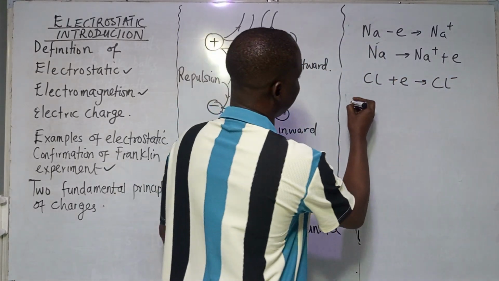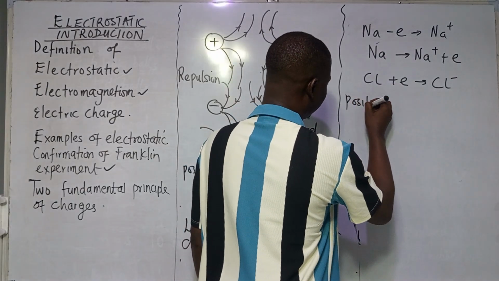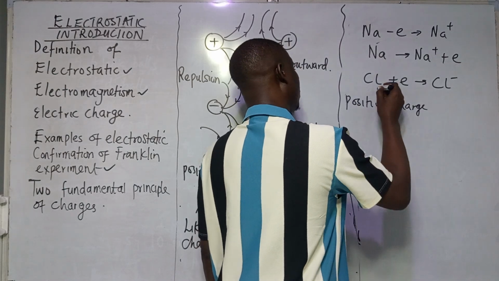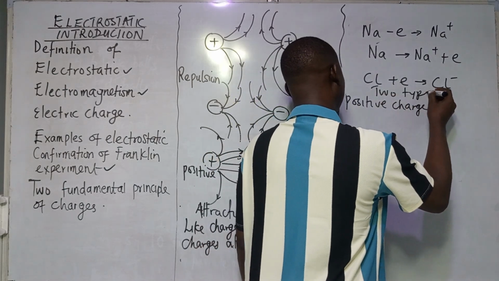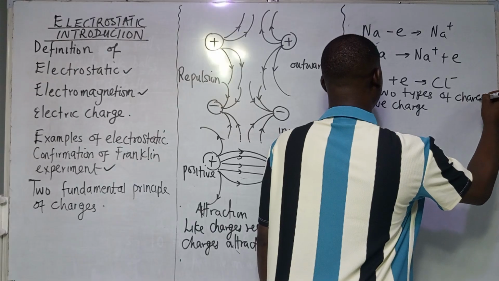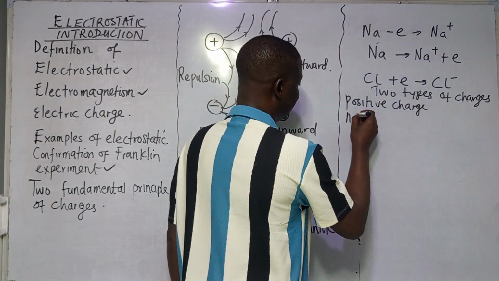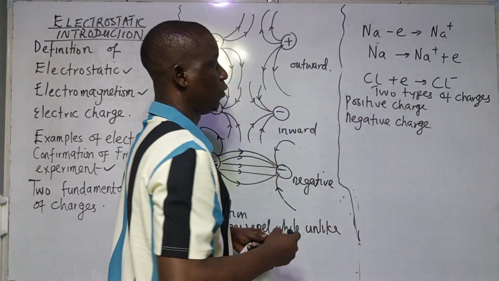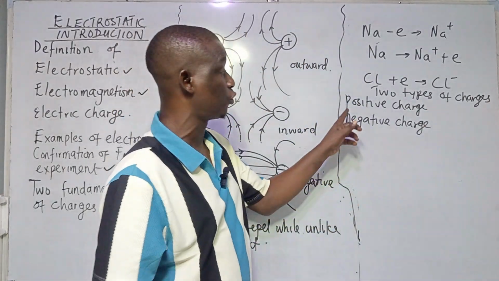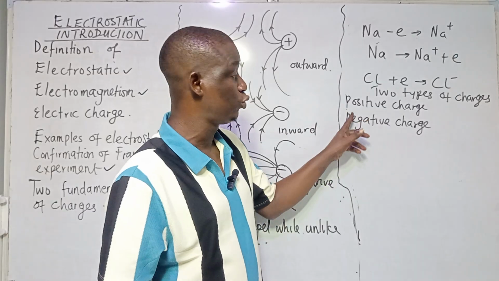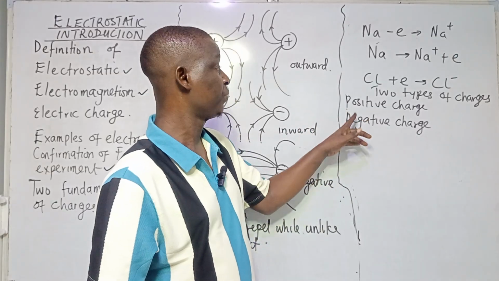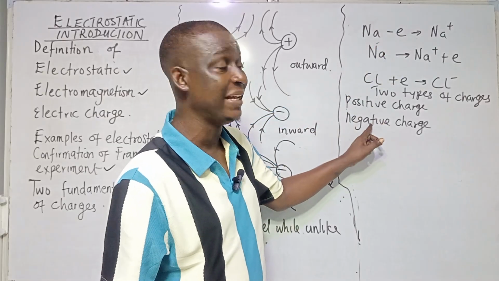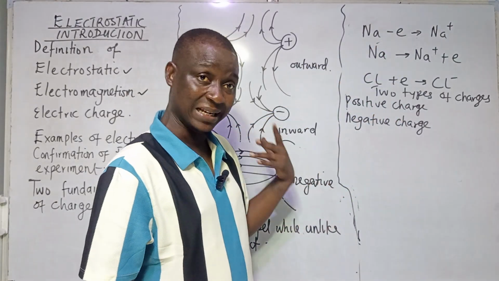Now that means charges are of two types. Two types of charges. What are they? You have the positive charge and the negative charge. The process of losing an electron or gaining an electron results in these two, and these are the two types of charges that we have. How do you get positive? When an electron is lost from the atom. How do you get negative? When an electron is gained by the atom.